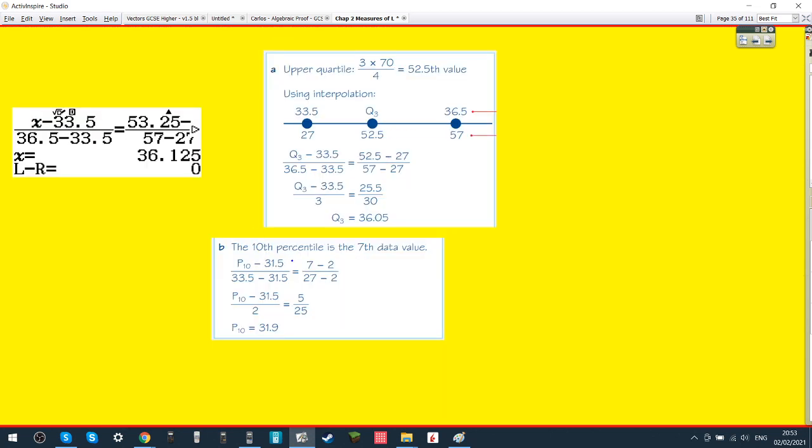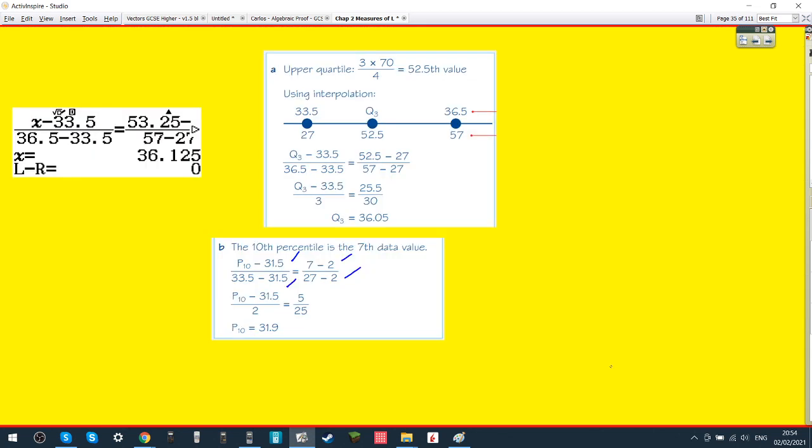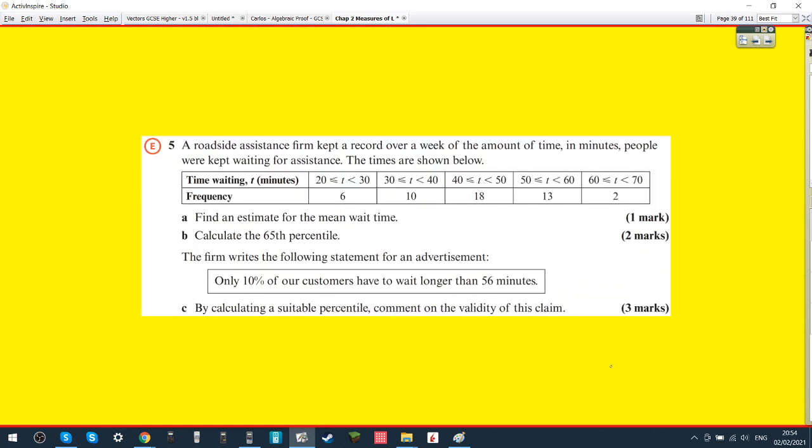X minus 31.5 over 33.5 minus 31.5 equals 7 minus 2 over 27 minus 2. And you get 31.9, which is what we were expecting. It'd be much closer to 31.5 than to 33.5. So X is 31.9. Great, I think you have the idea. That's the 10th percentile.